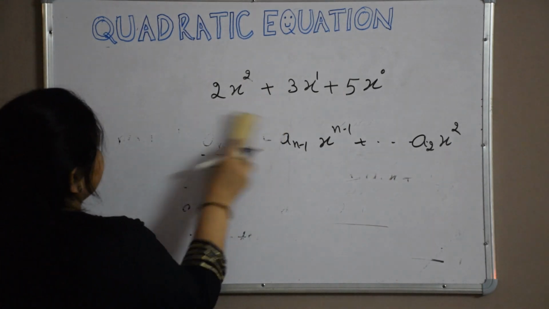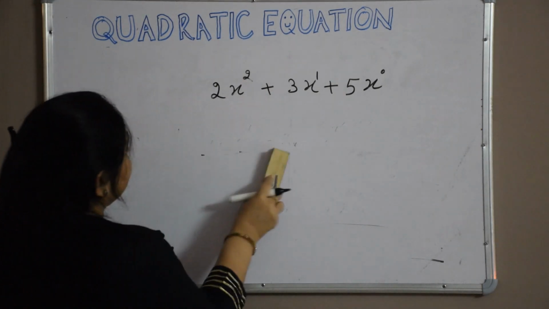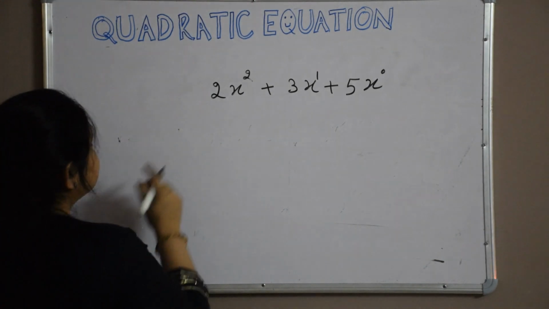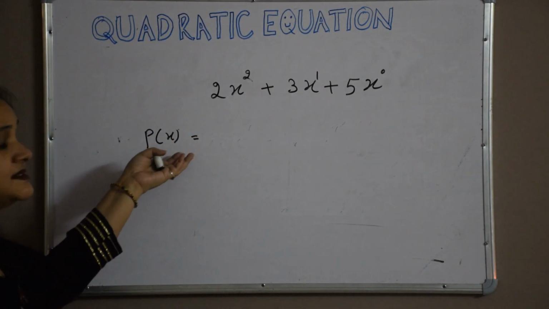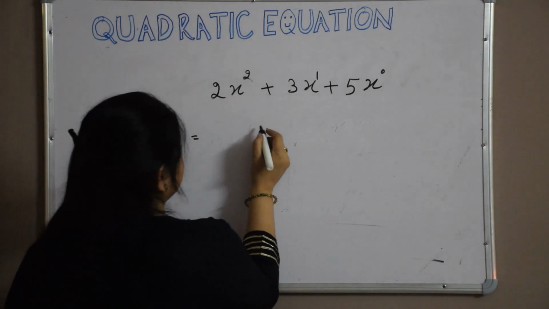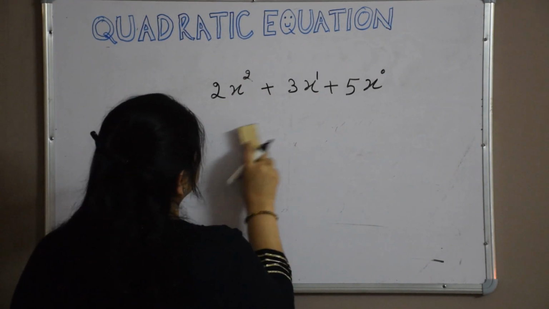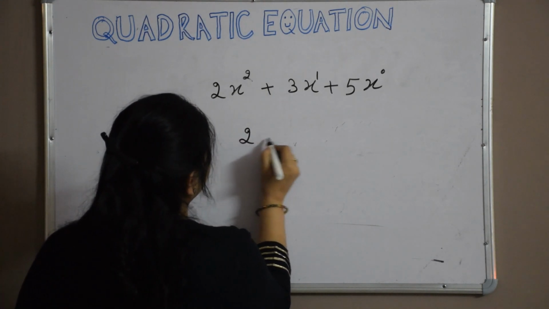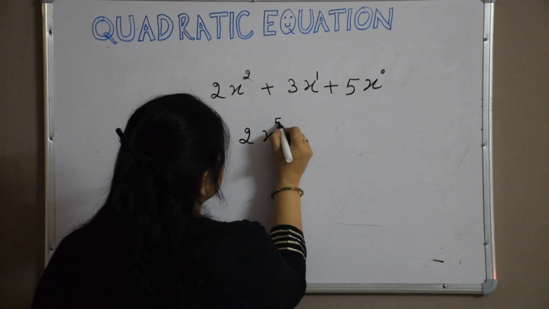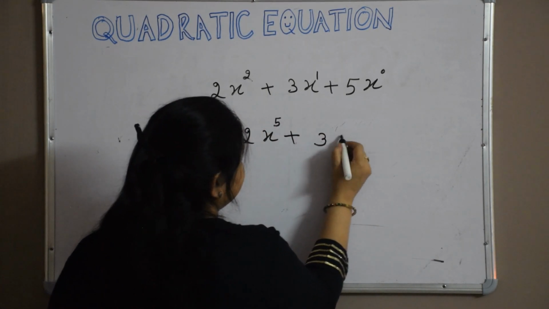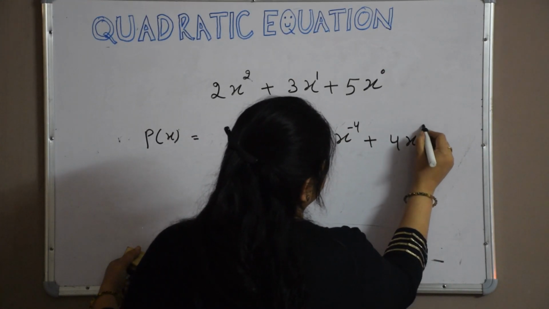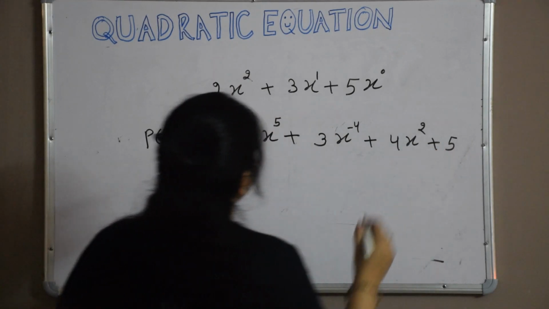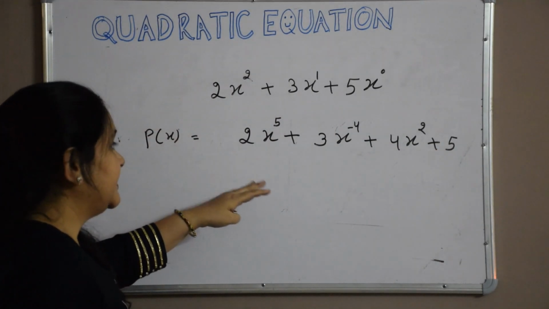Suppose I am giving you an example. I will clear this thing by examples. We generally denote these by p(x), q(x), r(x). Suppose I am taking this and I am having 2x raised to power 5 plus 3x raised to power minus 4 plus 4x square plus 5. I will tell you each and everything.